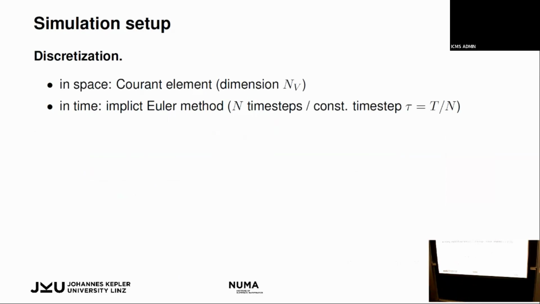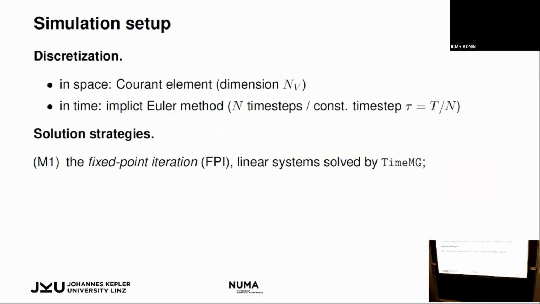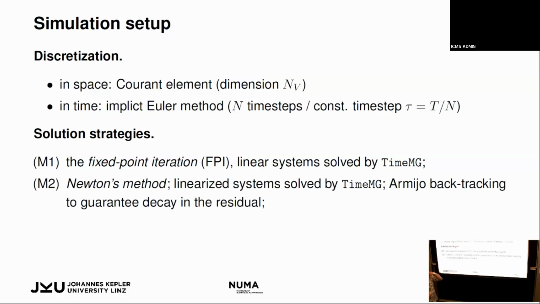Okay, what did I use for discretization? I used the Courant element space, so the simplest case, and the dimension will be denoted by NV. In time, I just used the implicit Euler method, which we already covered in the whole talk. And here n is now the number of time steps, and we have a constant time step size for the time being. And we will compare these solution strategies. So first we will do these fixed point iterations, and this linear time invariant system is solved by a multigrid in time, so applying multigrid directly to a hierarchy of time grids.